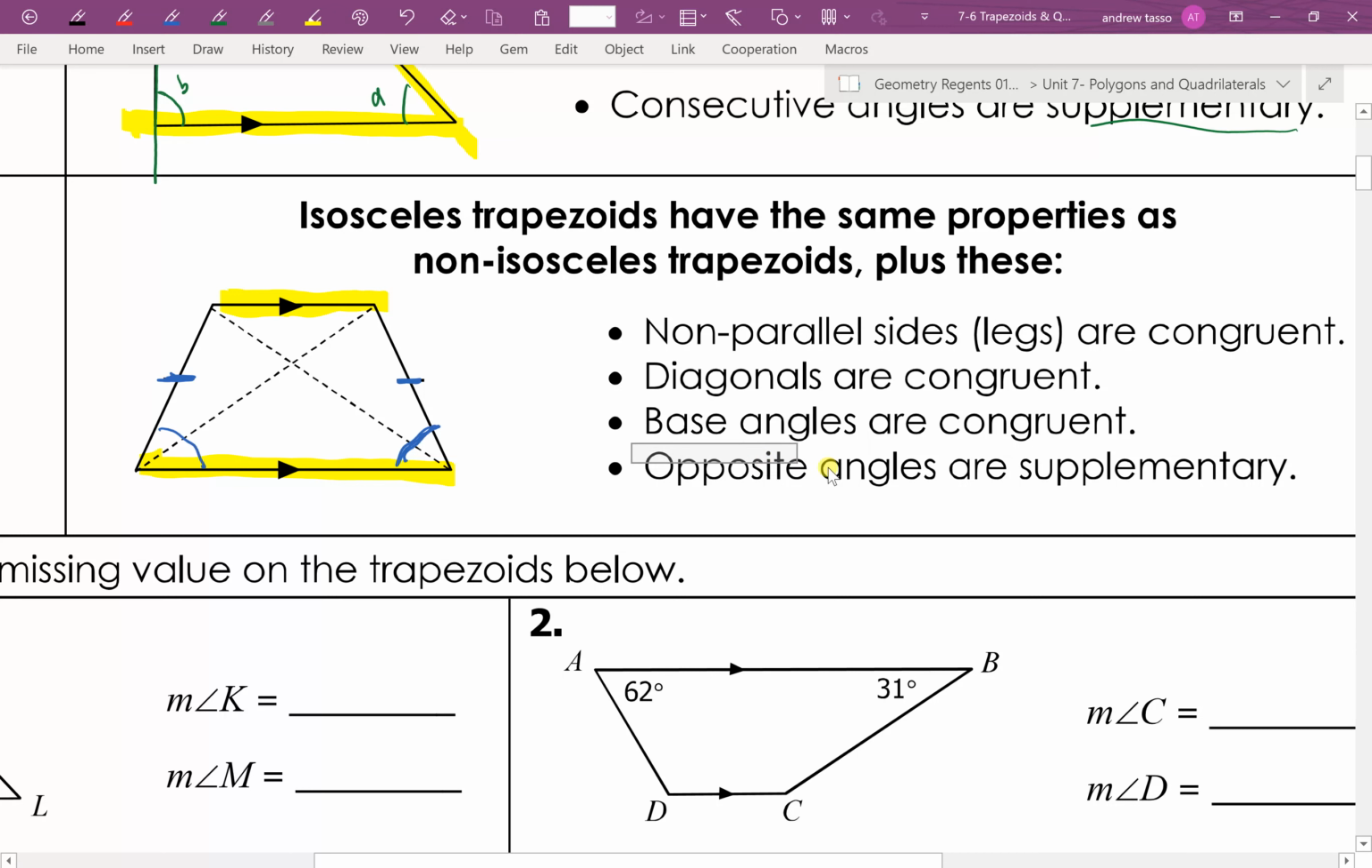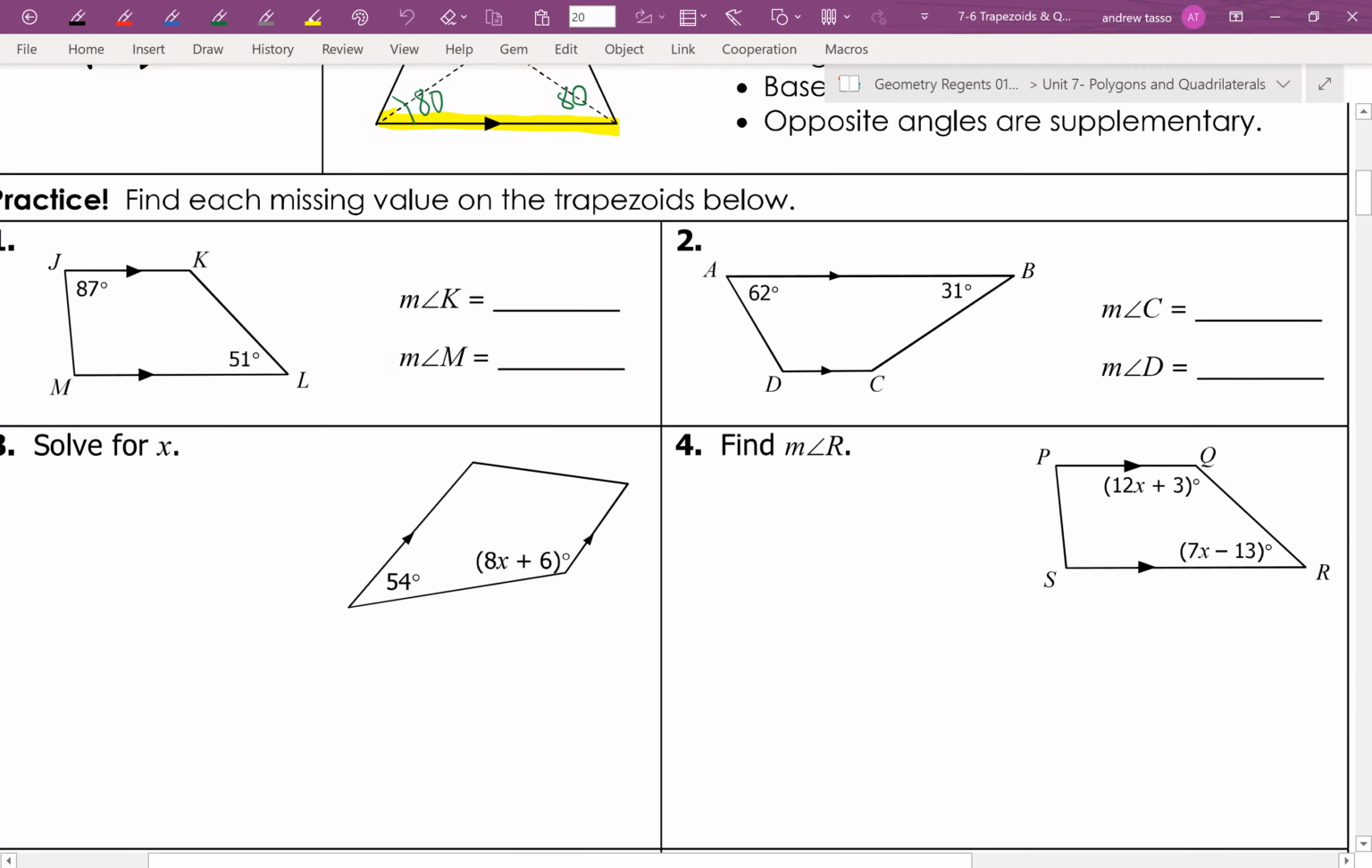And in the case of the isosceles trapezoid, we also have opposite angles being supplementary. What that means is basically, if I knew that this was 80 degrees, then we would know that this would have to be 100, this would have to be 100, and this would have to be 80. That comes from the fact that consecutive angles have to add up to 180, and the base angles have to be equal, which means that these top angles would also be equal, etc. So let's go into the questions and see how we could do with this.